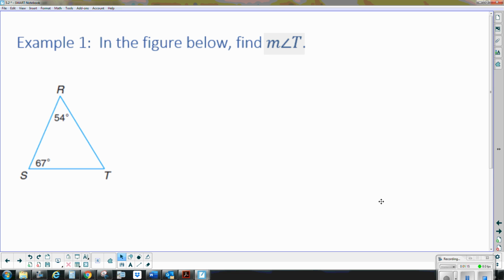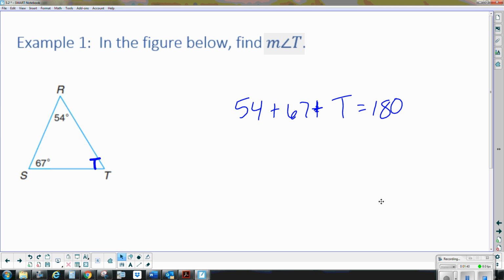All right, let's look at this first example. In this first example, we're trying to find the measure of angle t. We don't know what that is. It's not marked perpendicular. We don't have a right angle marking. It's not marked congruent to anything. So we're going to use that triangle sum theorem. We know that all three angles have to add up to equal 180 degrees. So we're just going to write an equation for that.